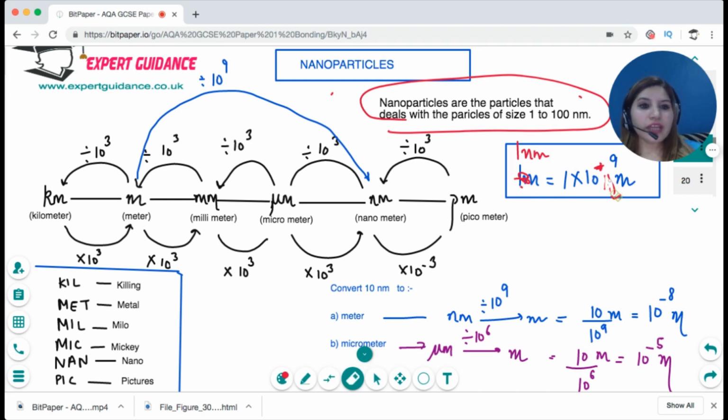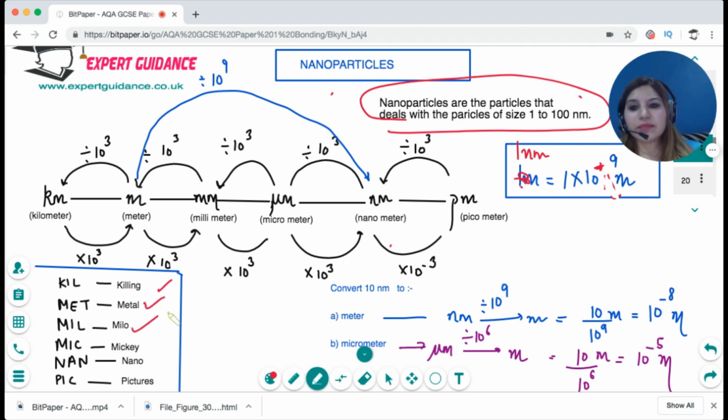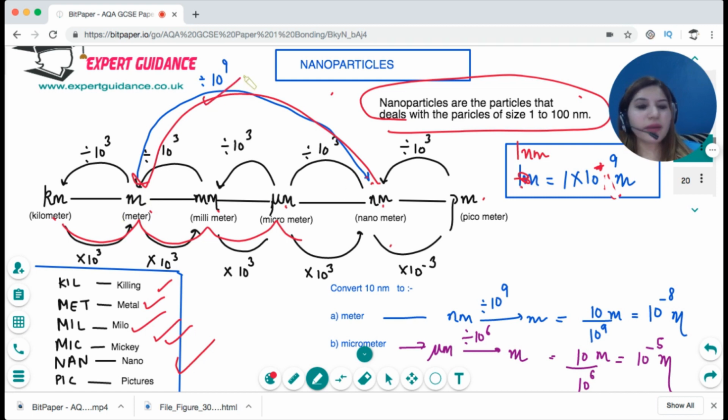Now, how do we get to know this calculation? You need to remember this chart: kilo, meter, milli, micro, nano, pico. All of them are 10 to the power 3 apart. So from kilometers to meters, you multiply by 1000, meters to millimeters you multiply by 1000, and when you go in reverse, you divide by 1000. So if you need to convert nanometers into meters, you go from here to here, there are 3 jumps, so you divide by 10 to the power 9. So 1 nanometer is 10 to the power minus 9 meters.